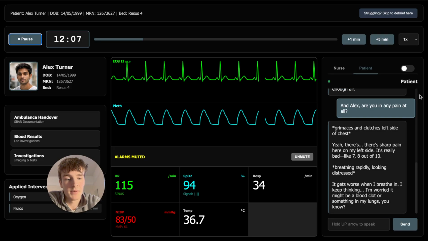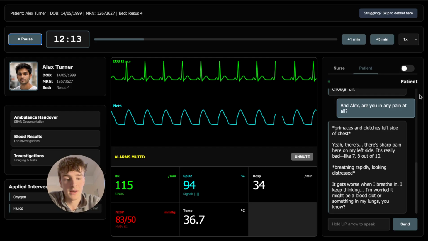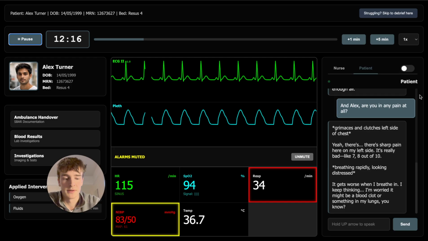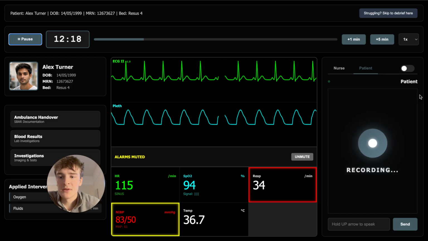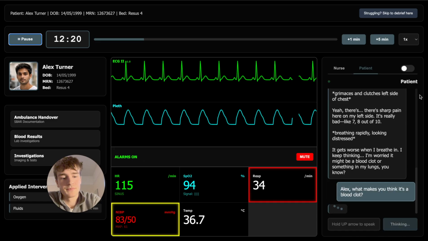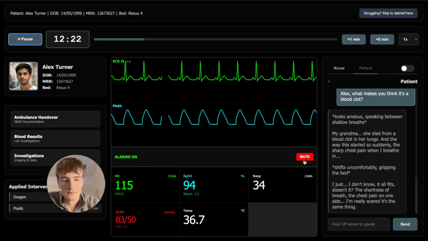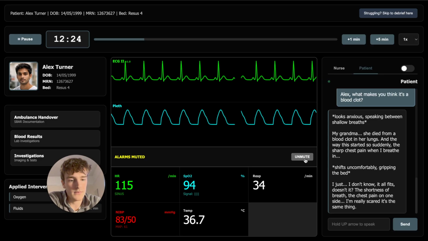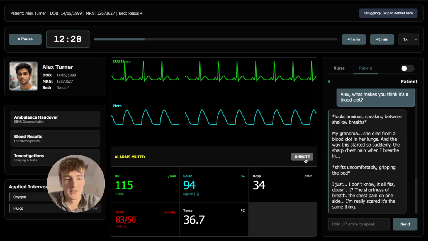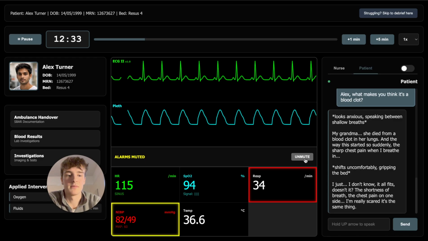So he's in pain. There's a sharp pain on his left side, maybe a 7 or an 8 out of 10, and he says it gets worse when he breathes in. He thinks it could be a blood clot or something in his lungs. Alex, what makes you think it's a blood clot? His grandma died of a blood clot in her lungs, and this started so suddenly as well. He's basically concerned because of a past medical history of a family member.